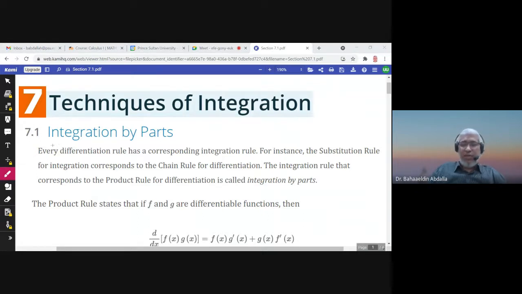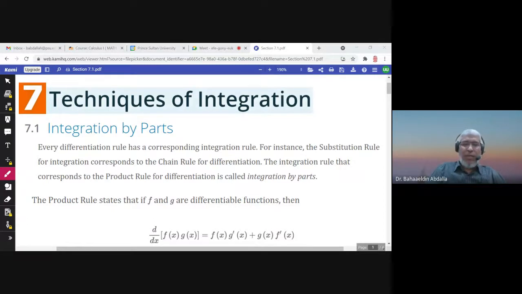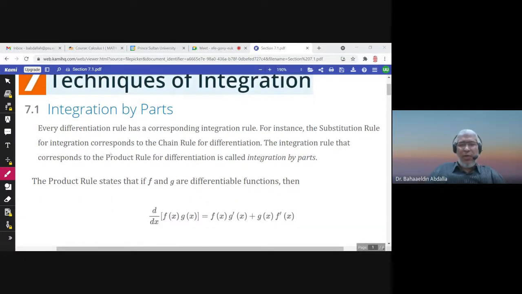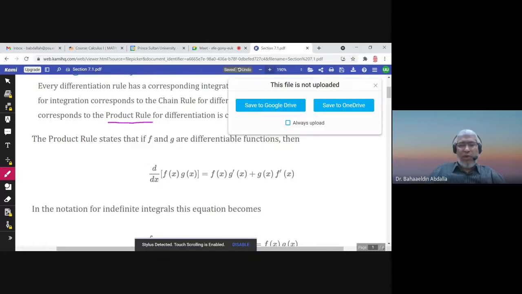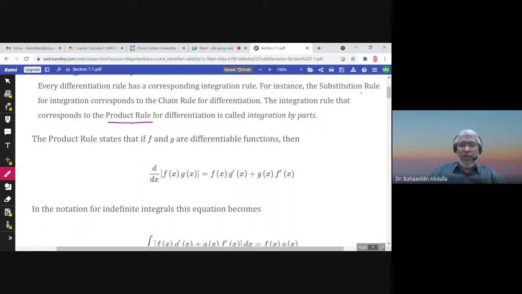This is chapter 7, Techniques of Integration, and we will start with one of the techniques, which is integration by parts. Integration by parts comes from the product rule for differentiation. You remember that to find the derivative of f times g, the formula is f times g prime plus g times f prime. So this is the product rule.